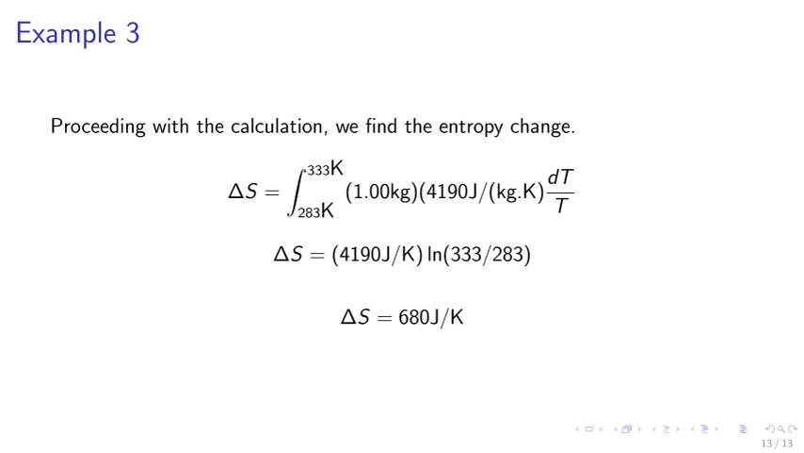Proceeding with the calculation, we find the entropy change. Delta S equals the integral from 283 Kelvin to 333 Kelvin, 1.0 kilograms times 4190 joules per kilogram Kelvin, which gives us delta S equals 4190 joules per Kelvin times ln of 333 Kelvin over 283 Kelvin, giving delta S of 680 joules per Kelvin.